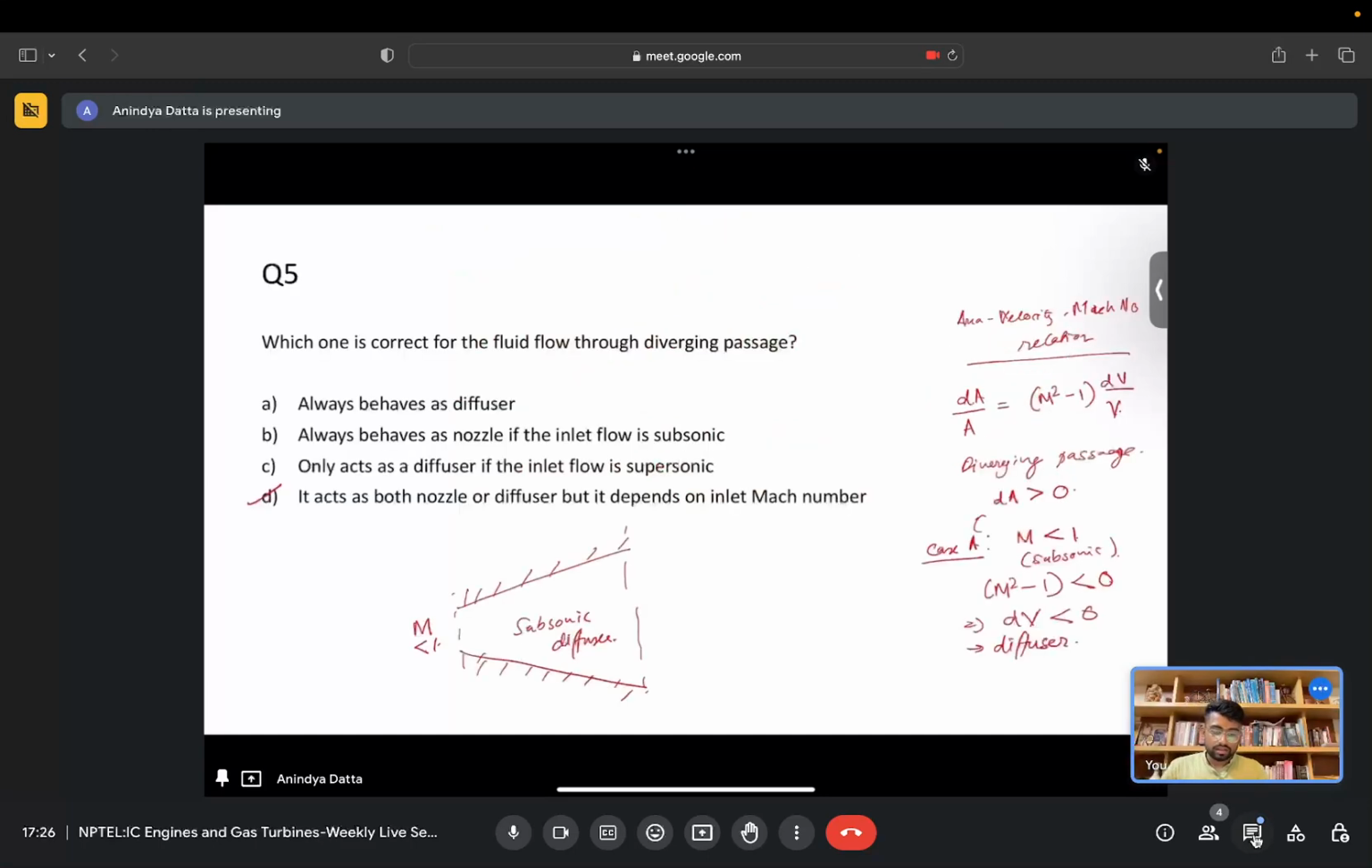So that explains the answer that a diverging passage can act as both nozzle and diffuser based on the inlet Mach number. For a supersonic inflow, a diverging duct will act as a nozzle. For a subsonic inflow, a diverging duct will act as a diffuser. And the case is vice versa if we consider a converging duct.